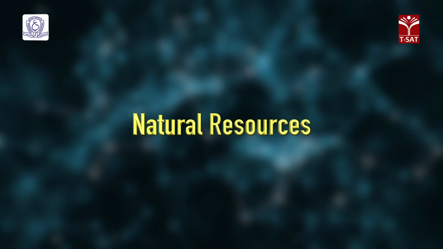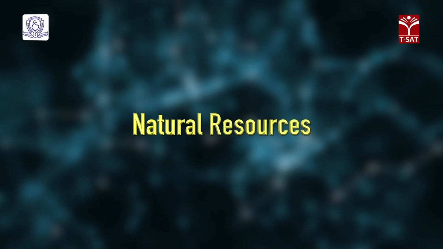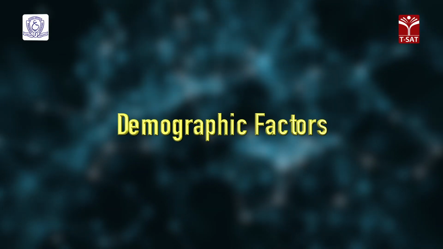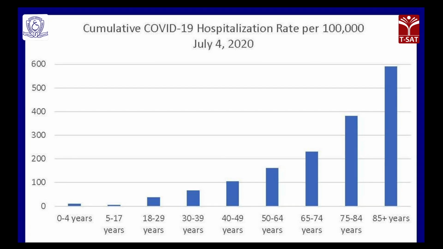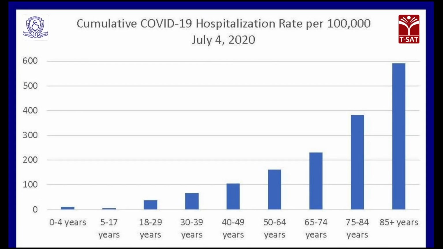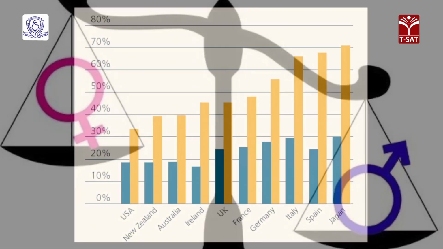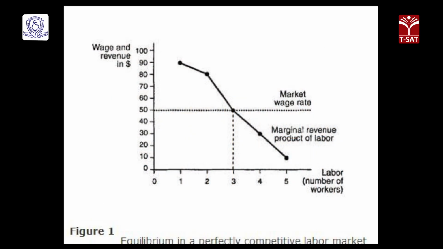Apart from that, natural resources play a major role. Areas with high natural resources are developed provided they have an efficient technological system to harness them. For example, USA. And of course, demographic factor is a major measurement. It includes factors like mortality rate, sex ratio, dependency ratio, wage rate, employment rate. So these are the different demographic factors.